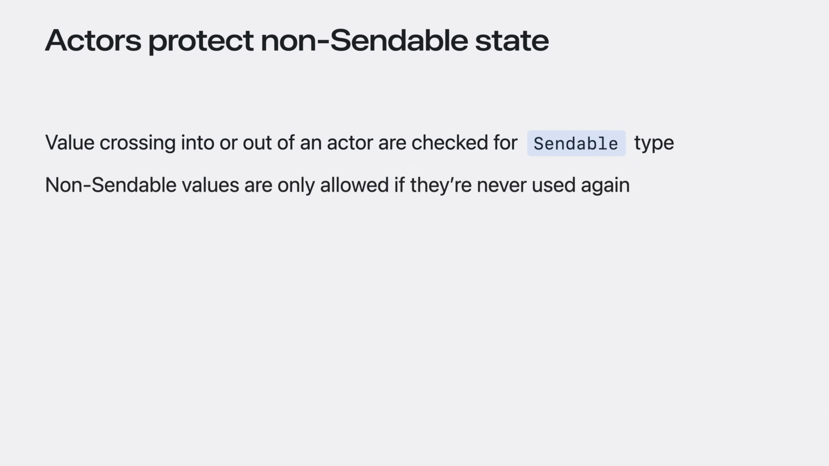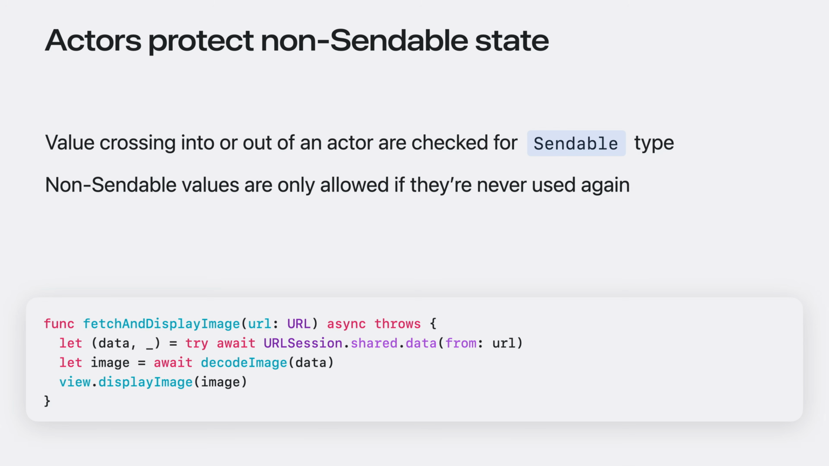Actors like the main actor protect non-sendable state by making sure it's only ever accessed by one task at a time. Actors might store values passed into their methods, and the actor might return a reference to its protected state from its methods. Whenever a value is sent into or out of an actor, the Swift compiler checks that the value is safe to send to concurrent code.